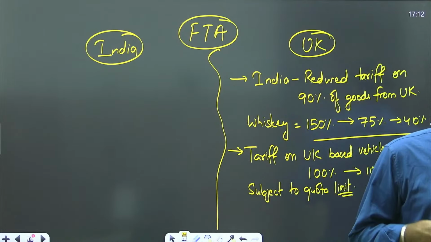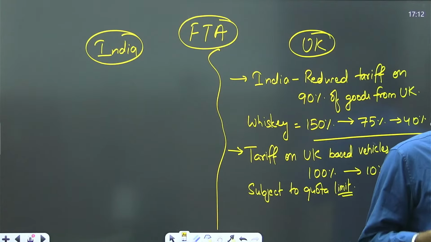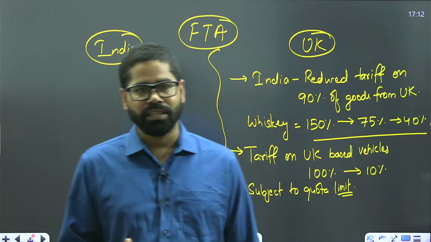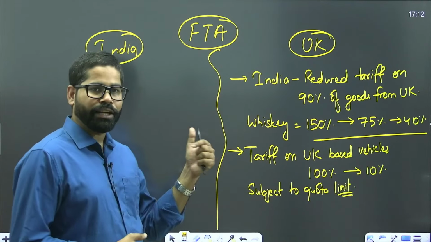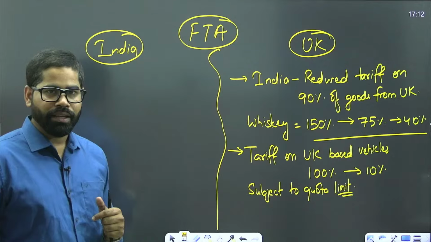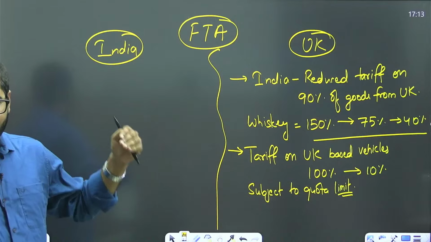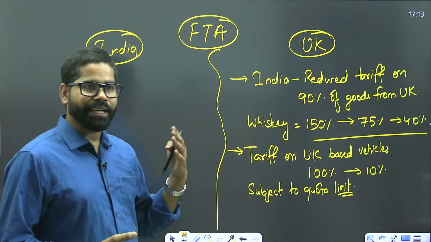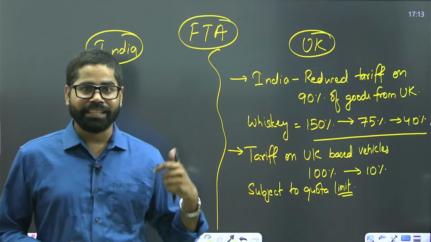Okay. Cosmetics, medical devices, soft drinks, chocolates, etc., are also going to get cheaper. The goods which are coming from the UK are going to become cheaper. So this is one part, where we see that the UK is getting the benefit.